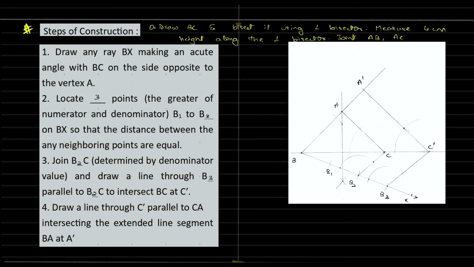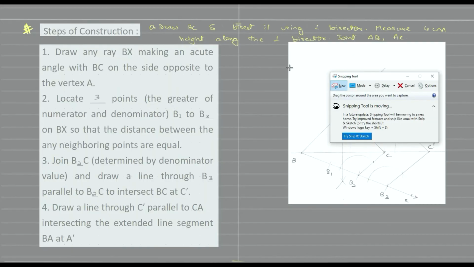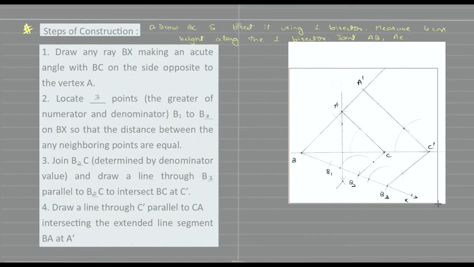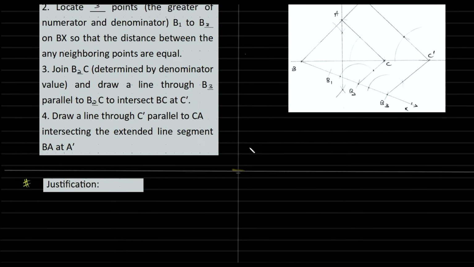Actually, let's start off with copying the diagram. That is important. If not, going back and forth will be a headache. Okay, so let's start the justification. Now consider triangle. First thing is we need to talk about the ratios, is it not?